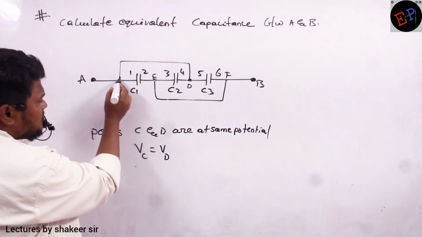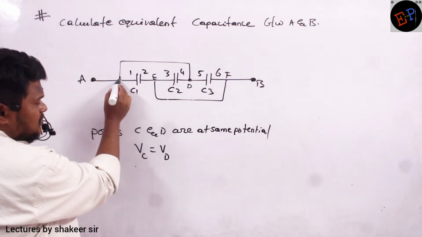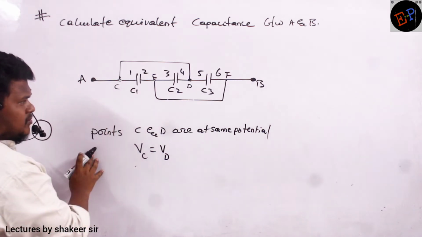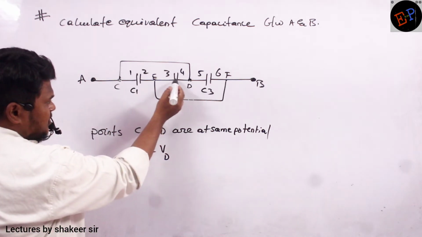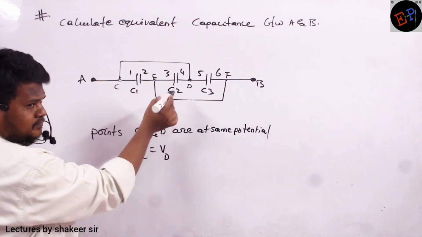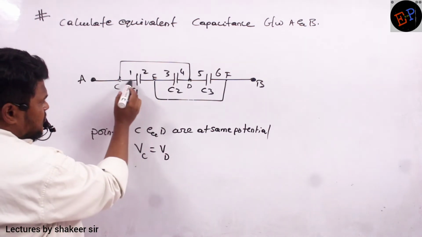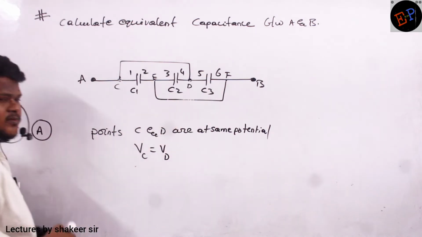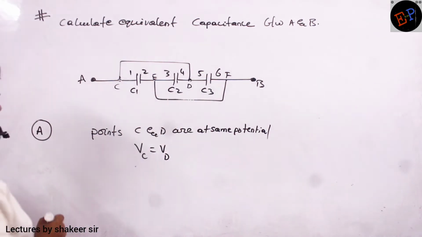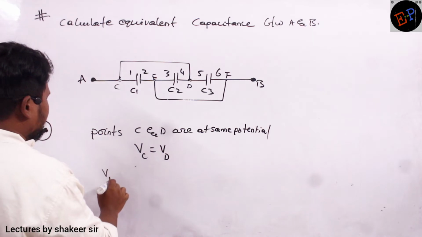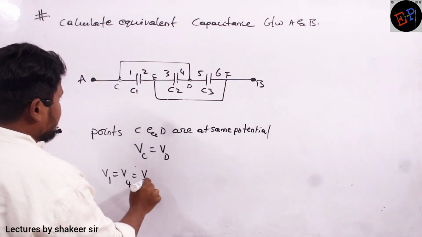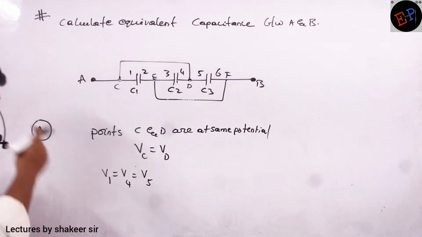So what are the plates which are connected to C? First plate is connected to C, fourth plate is connected to C. C and D both are same. So first plate is connected to C, fourth plate is connected to C, fifth plate is also connected to C only. So therefore I can say potential at point 1 is equal to potential at point 4 is equal to potential at point 5. Can I say like this?